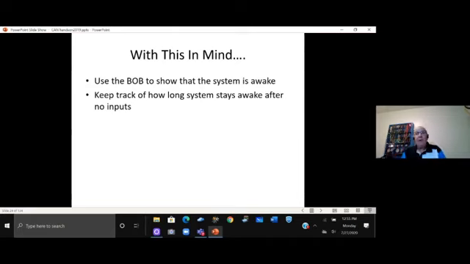And then, okay, we use a key fob. How long does the system stay awake with no inputs? Because what we're trying to get them across is this concept: if CAN is awake, don't do anything.